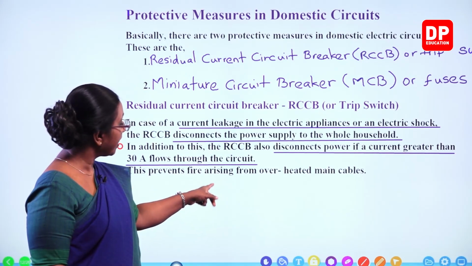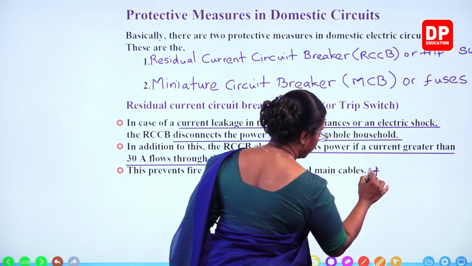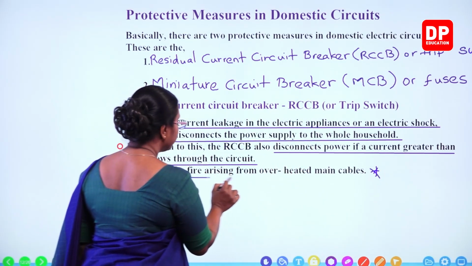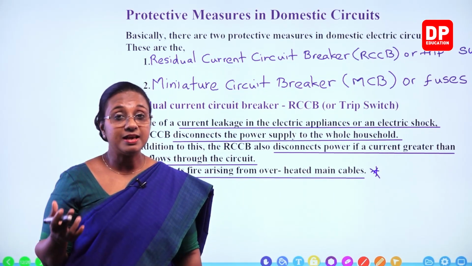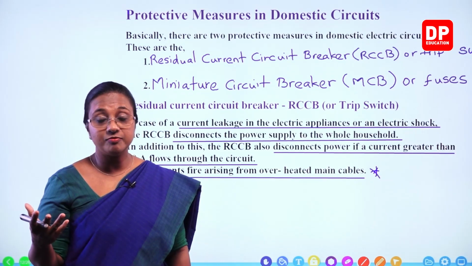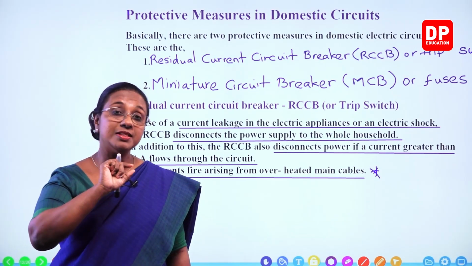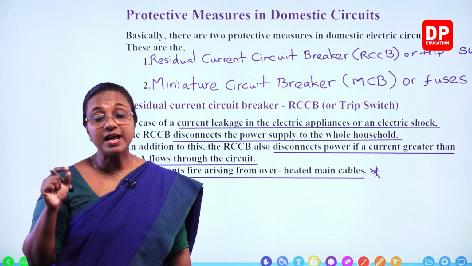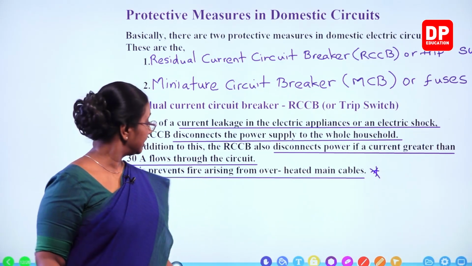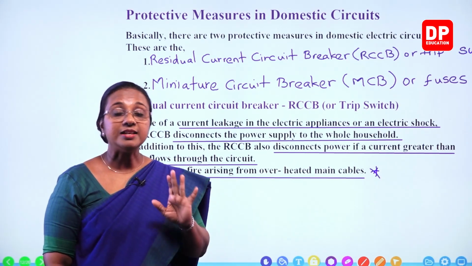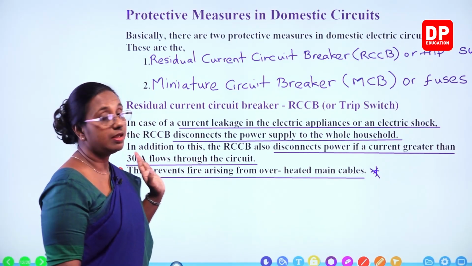So this prevents fire arising from overheated main cables. That's important. We have discussed that the cables have resistance, and if there is high current flowing through them, the cable can become overheated. And you all know we use a cable with a specific diameter. So if that heat is too much, that particular conducting wire can melt, and that can lead to a fire. So that can be prevented by using a residual current circuit breaker or a trip switch.